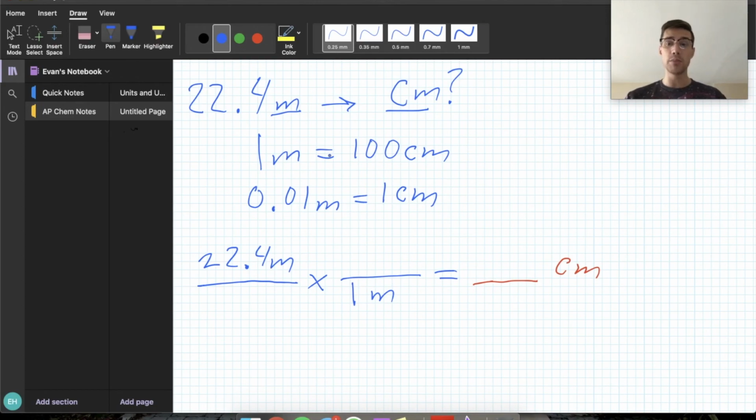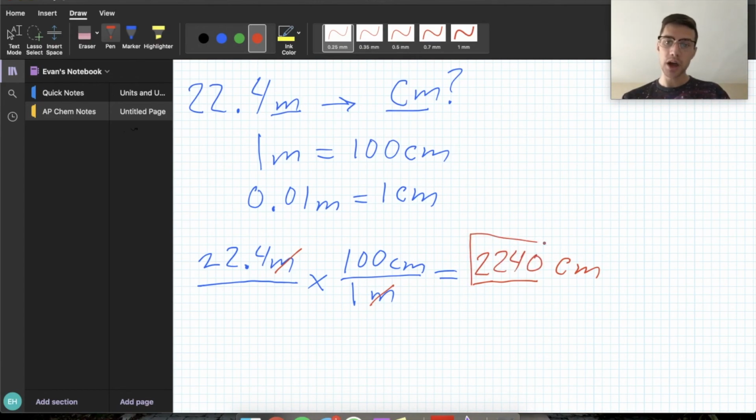And then I know, because of the conversions I wrote down, 1 meter is equal to 100 centimeters. All right? So we've got our conversion. Our units are going to cancel out. We're left with just centimeters. So 22.4 times 100, move the decimal place over 1, 2, and then you divide it by 1, which is the same thing. So we end up getting 2,240 centimeters is equal to 22.4 meters.